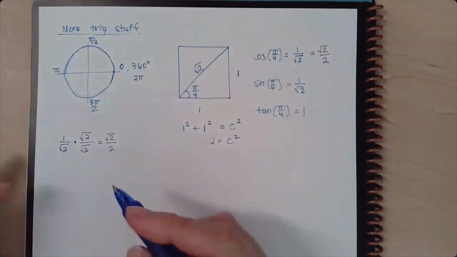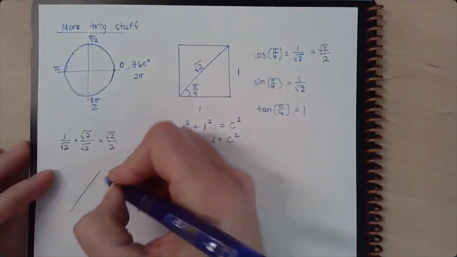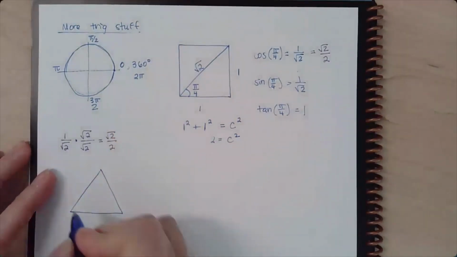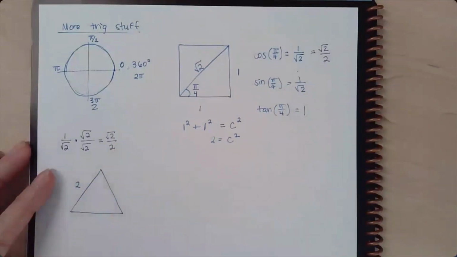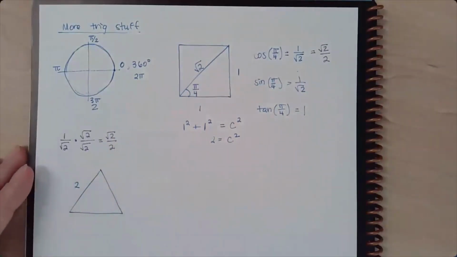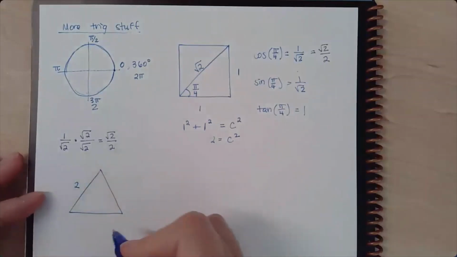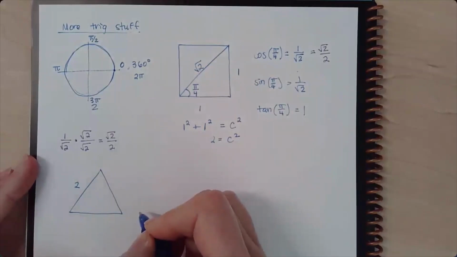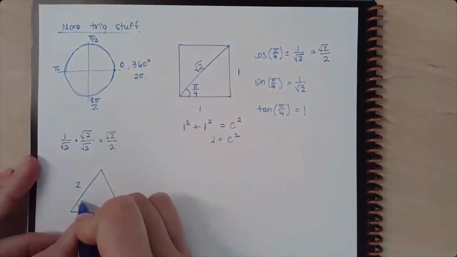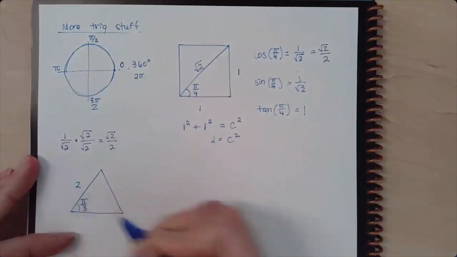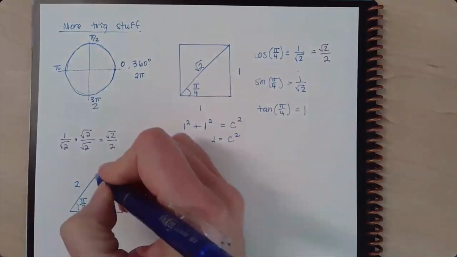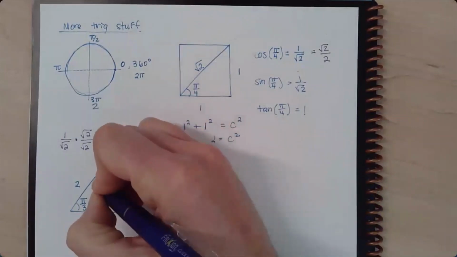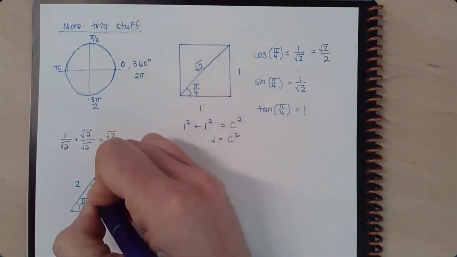But I'm going to draw a picture. And that one is coming from an equilateral triangle. I'm going to choose a side length of 2 this time because it's in my best interest math-wise. So this was an equilateral triangle, meaning all of the interior angles were 60 degrees, or pi over 3. And if I cut this triangle in half, then it also means I've cut the angle in half.